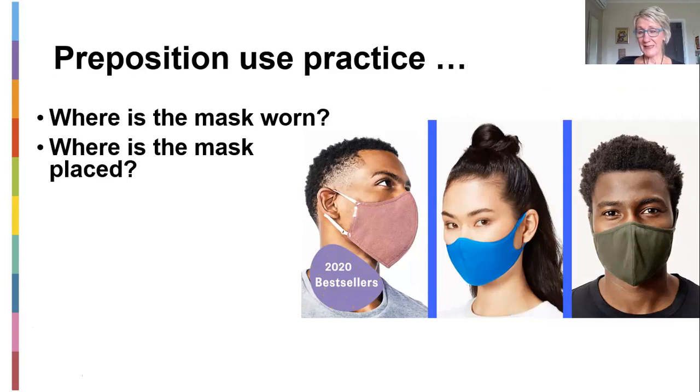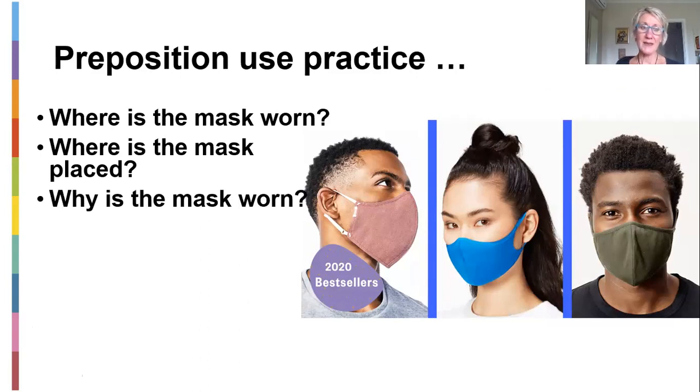Where is the mask placed? Over the nose, or under the nose, or under the chin, or above the chin. So you could see all the different ways they place their mask. Where do you place your mask? Over my nose, under my nose. So you could use the different ways they actually wear their masks. Why is the mask worn? To prevent us from getting COVID.